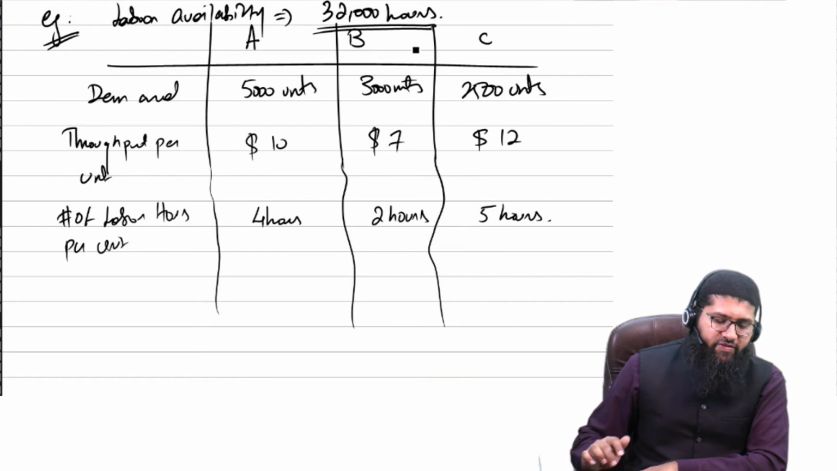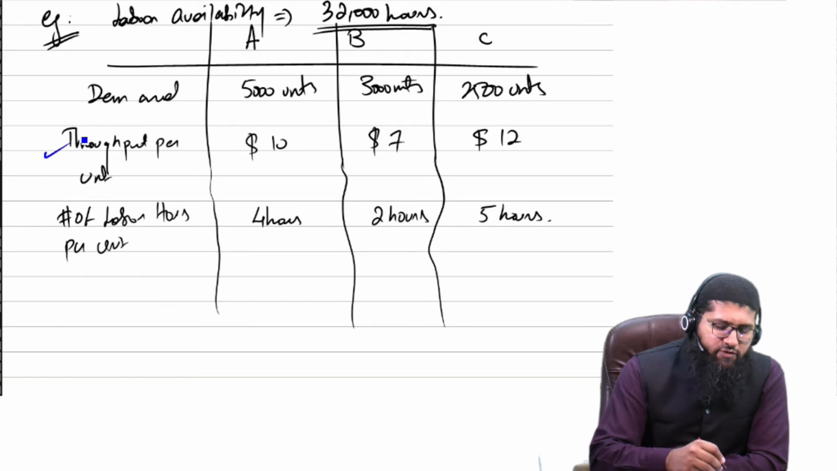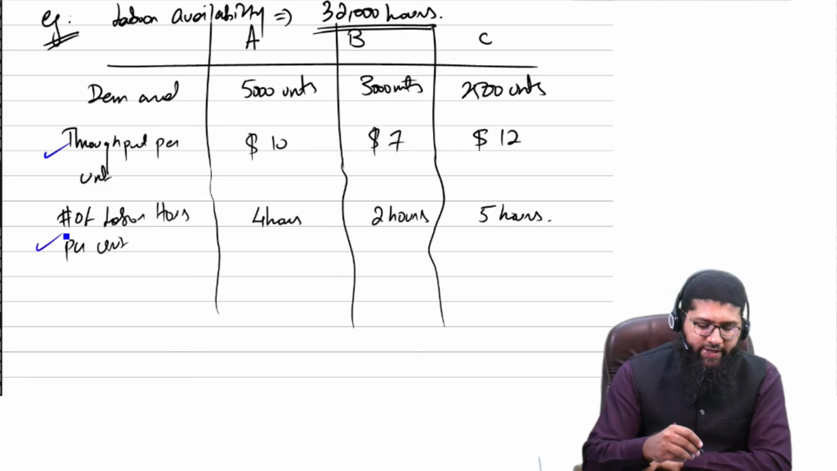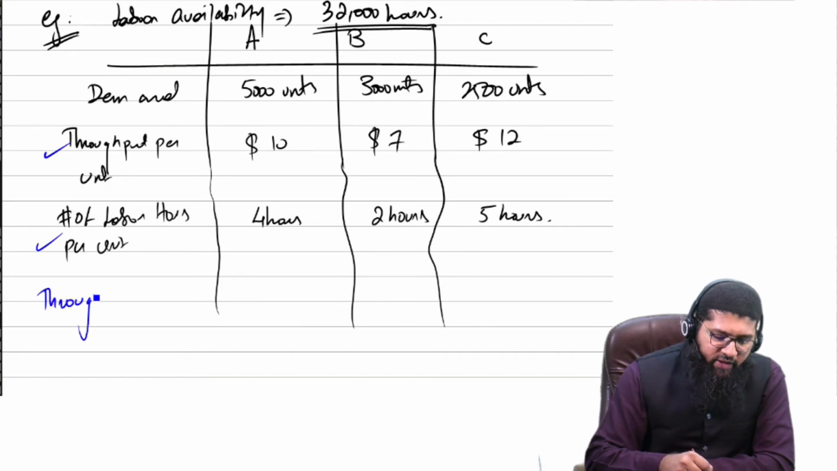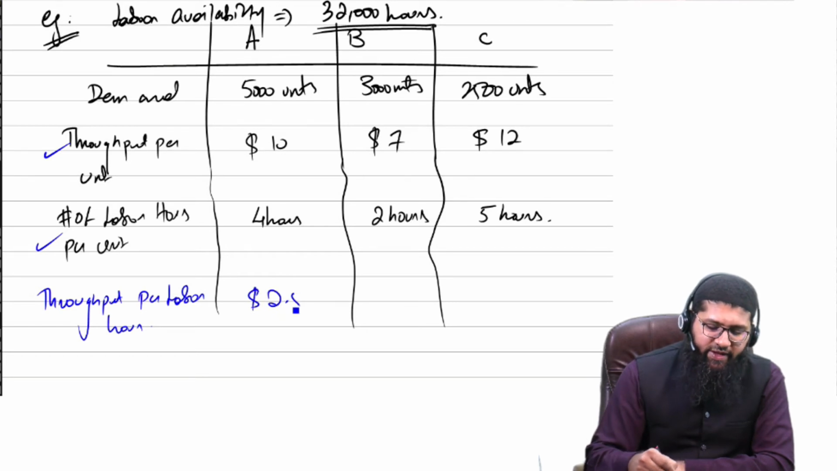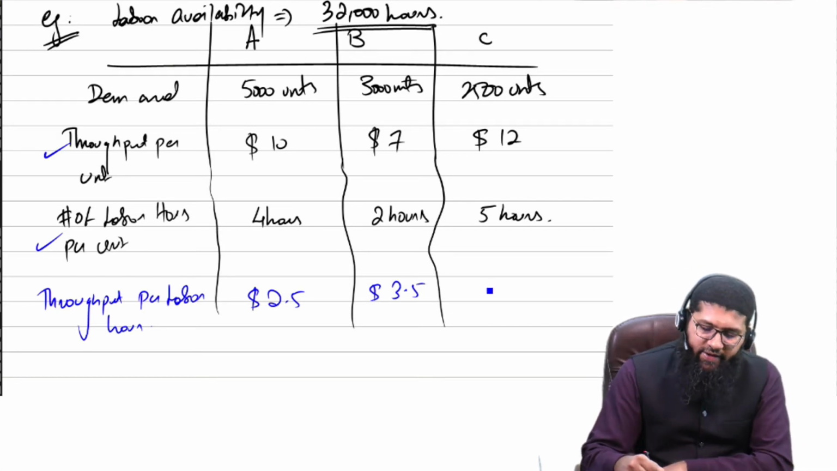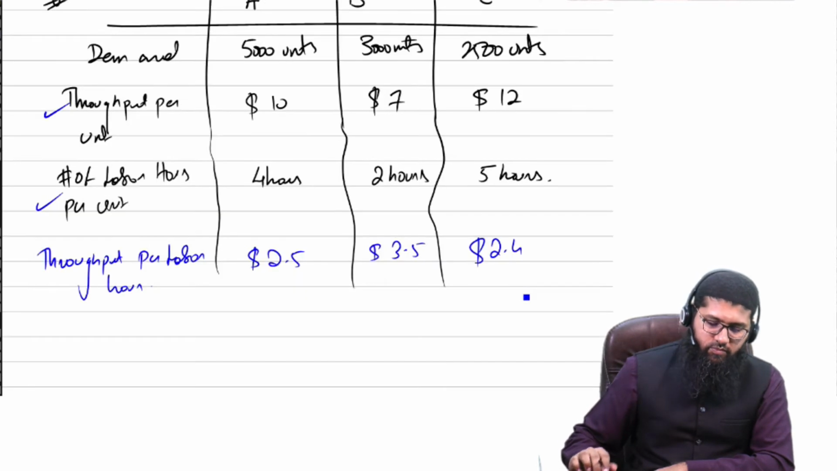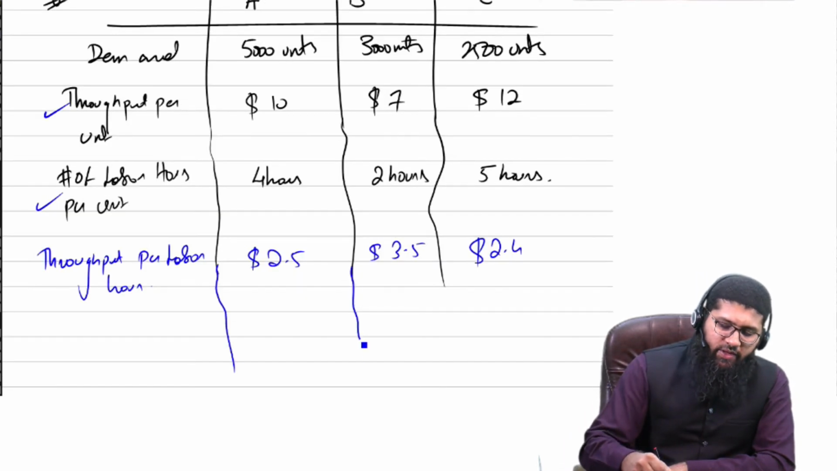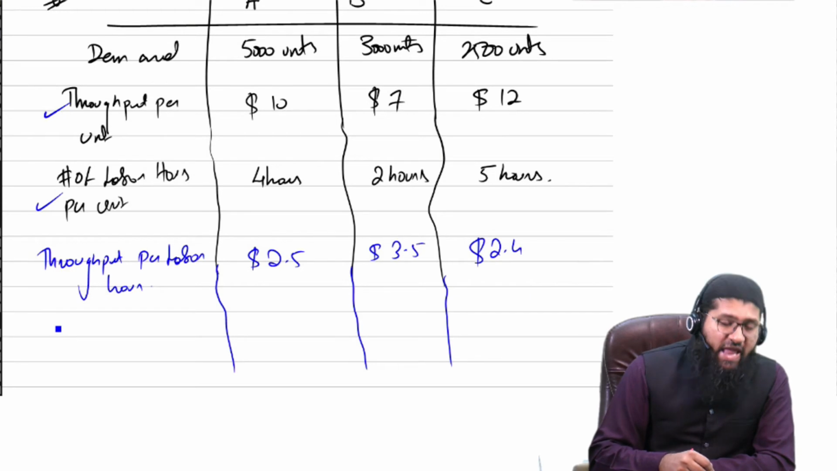Now, let's try to understand this. How exactly are we going to do all of this? We already have throughput per unit. We have the number of labor hours per unit. So we are going to calculate the throughput per labor hour. So it's 2.5, 3.5, and 2.4. I repeat, your throughput per labor hour is going to be 2.5, 3.5, 2.4.